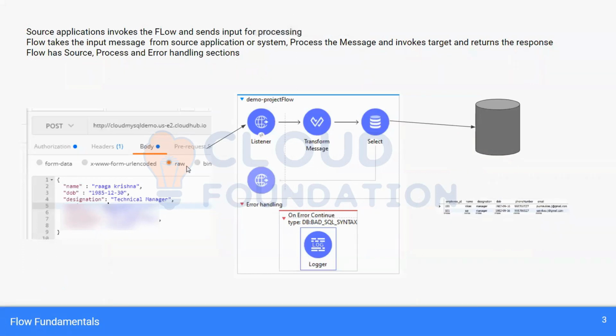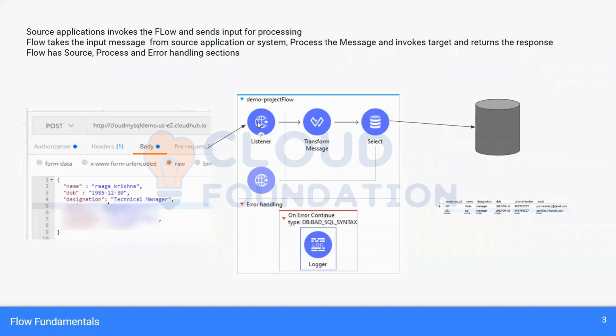So this is the business requirement from Postman. I'm sending this data, which is a record of one employee, right? And your requirement is to store this information in a database table, right? Yeah. So here I'm showing the flow. This is the diagram of the flow.